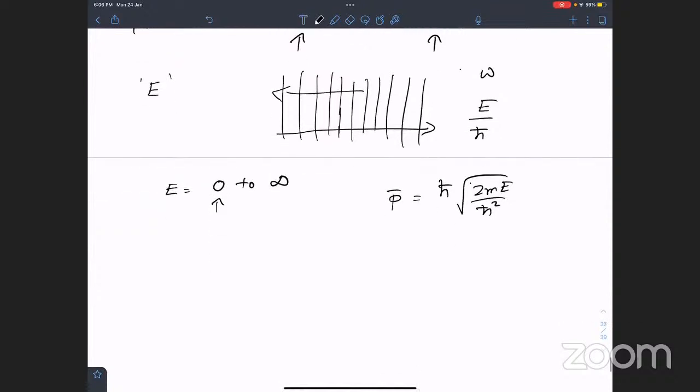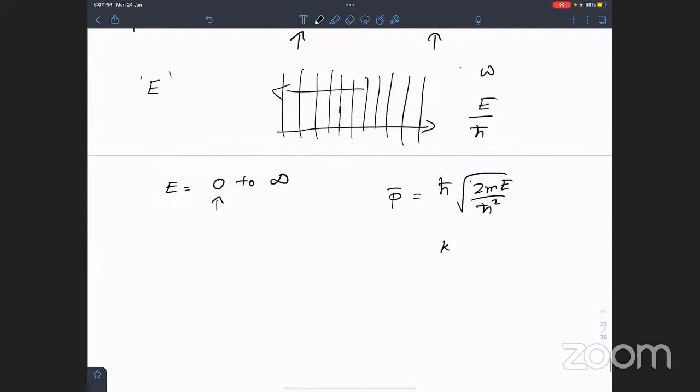What happens if it is zero? That means its momentum is going to be zero also. P is root 2mE, right? Momentum is also zero. That is the case where the wave vector is zero. Very long wavelength, basically. Ideally, infinite wavelength. So this is the only situation in which a quantum particle can have energy zero.